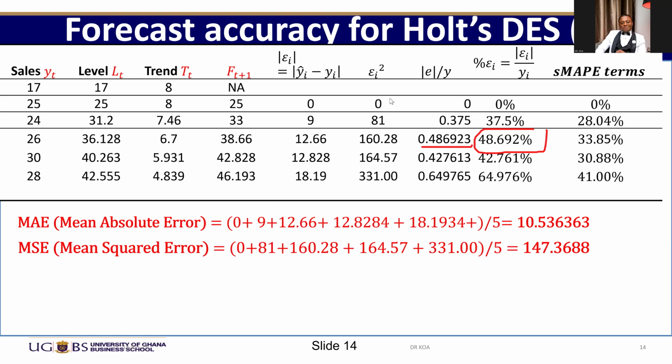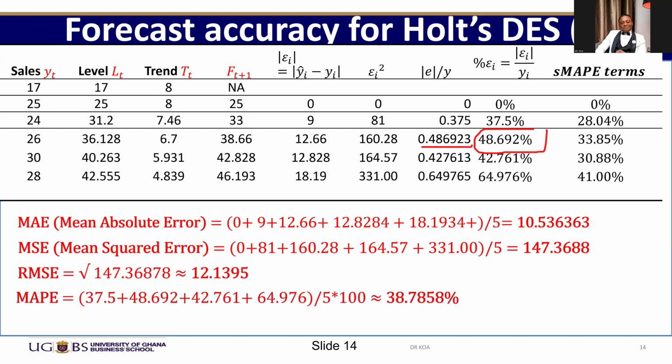That one is also the squared ones. So again, for the squared ones, you take the average. But then you go to the next one, the root mean square. It's just the square root of the one you did before. But then you go to the MAPE. Remember, the MAPE is the one with the percentages.